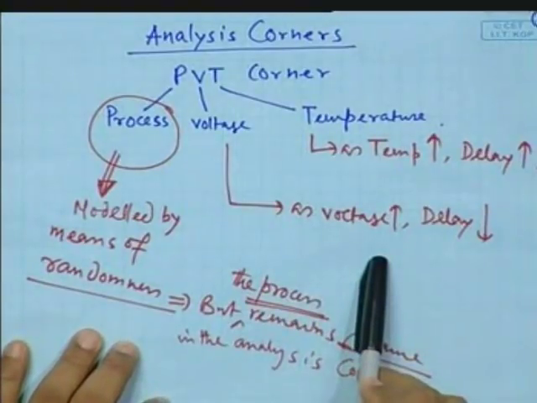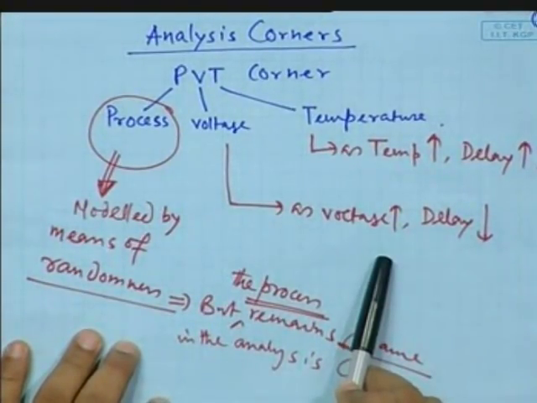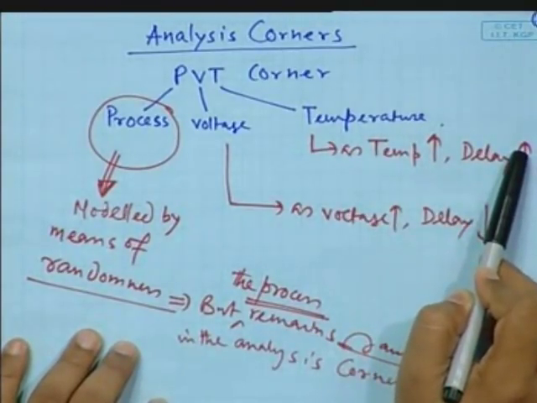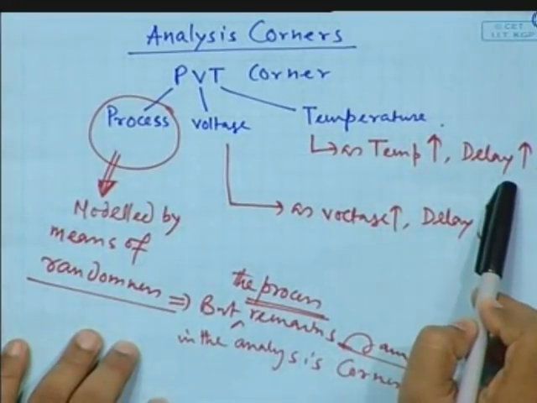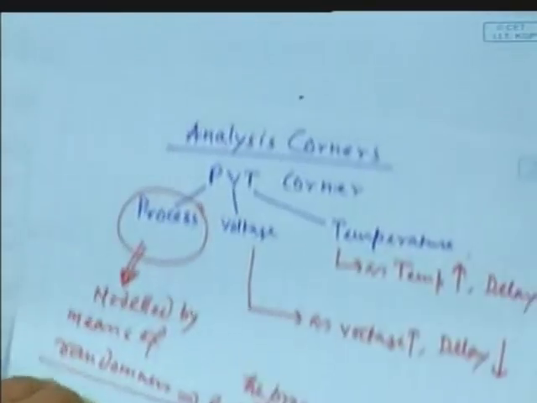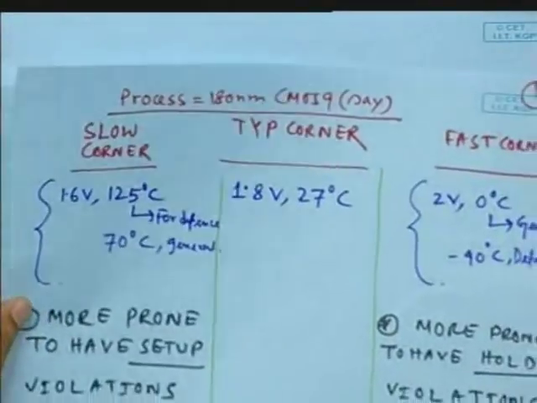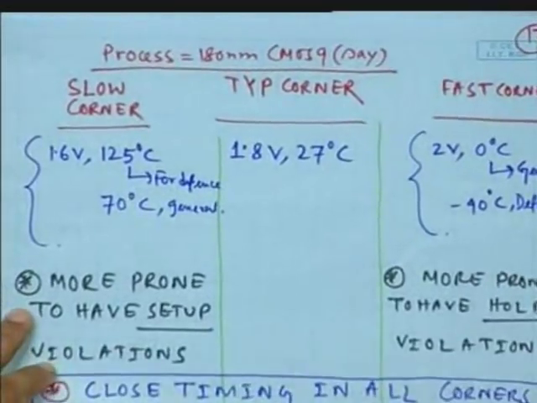Why? Because as voltage increases, delay decreases. That means it becomes faster. And if temperature increases, delay increases. Okay? That means it becomes slower. But your chip has to work in all the corners.